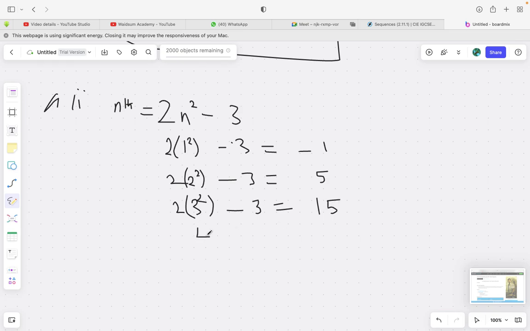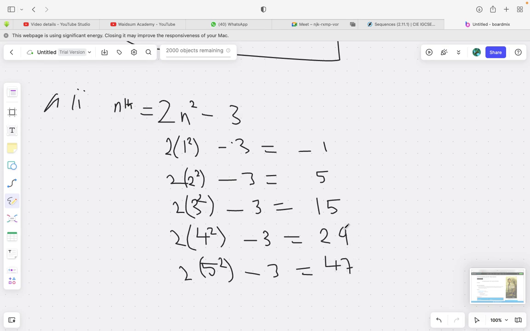The next one, n is 4, right? 4 squared is 16. 16 times 2, you get 32. 32 minus 3, you get 29, right? Then the fifth one, n is 5. 5 squared, you get 25. 25 times 2, you get 50. 50 minus 3, you get 47, right?